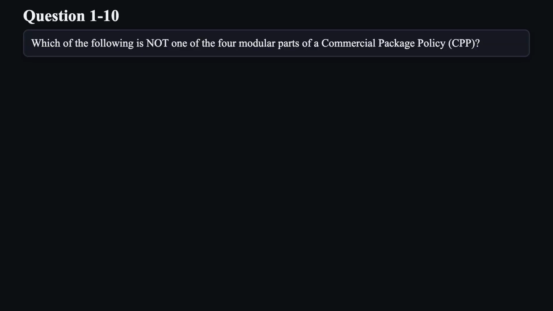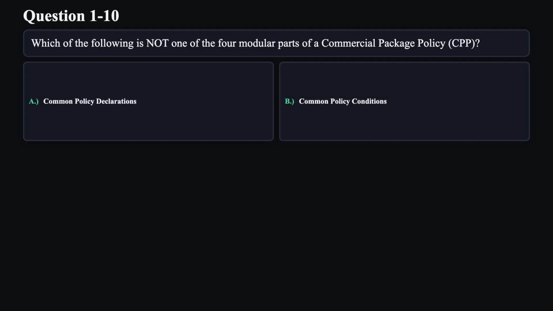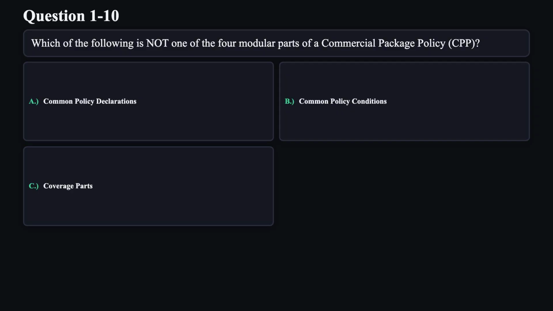Question 10. Which of the following is not one of the four modular parts of a commercial package policy, CPP? A. Common policy declarations. B. Common policy conditions. C. Coverage parts. D. Definitions.